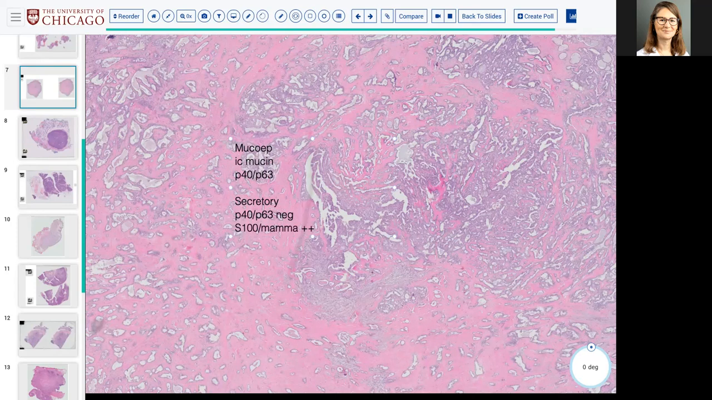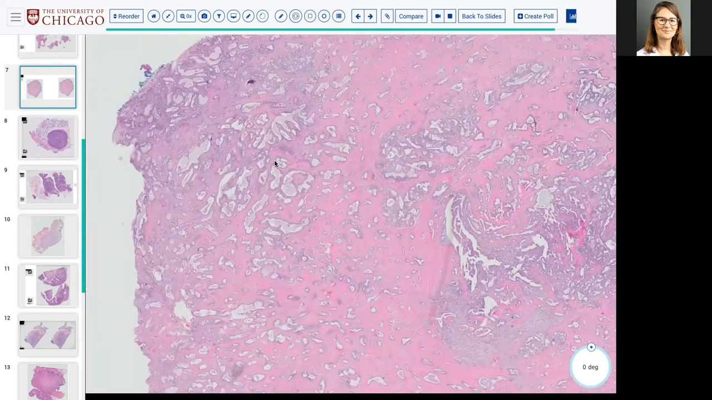and mammoglobin, generally strongly positive in contrast, right? Whereas in mucoep, you're not really going to have any; you may have some patchy staining for S100 or some patchy staining for mammoglobin. But in the context of positive P40, P63, you should be able to make the difference. But yeah, I think that's those differentials. Oh, yeah, molecular, as you said.